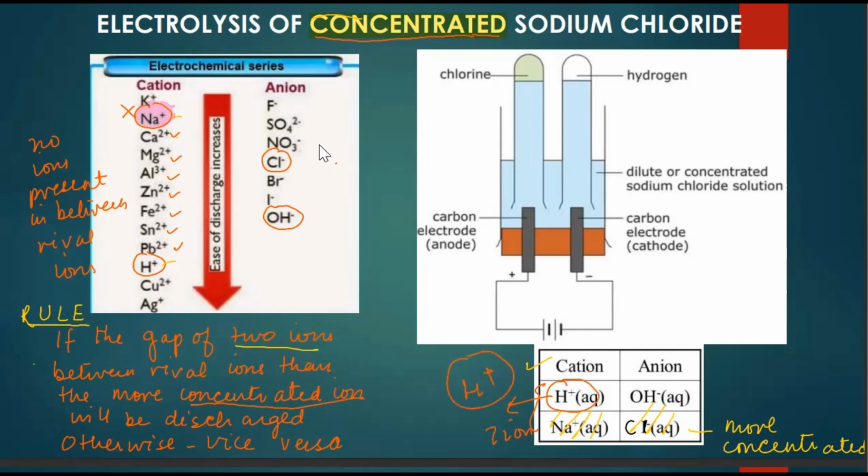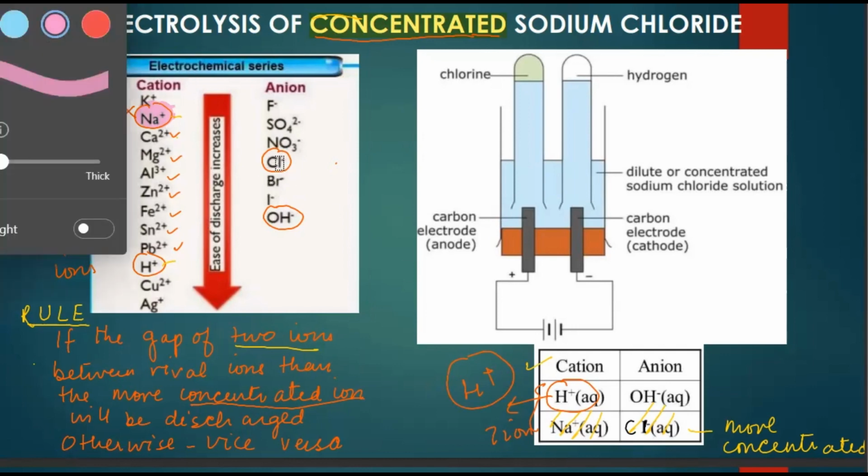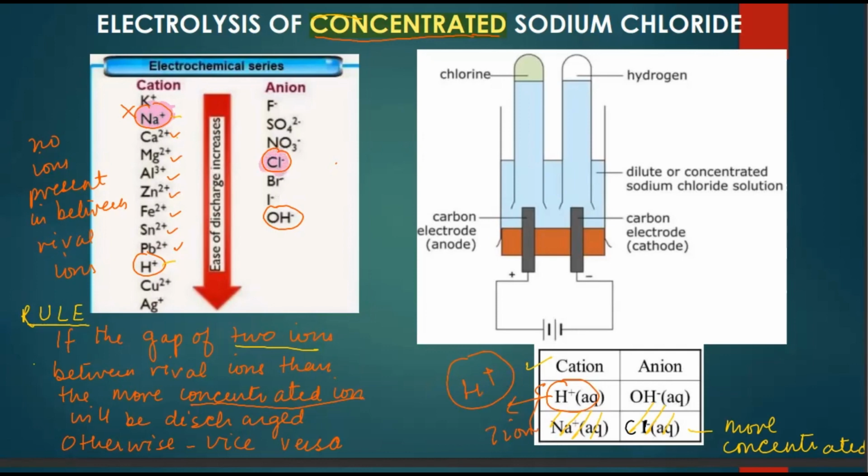Now let's look at the case of anion. In the case of anion, we have the chloride ion, which is more concentrated. The chloride ion is more concentrated, but there is a gap of 2 ions only. So according to the rule, if the gap of 2 ions is present, then the concentrated one will be discharged.